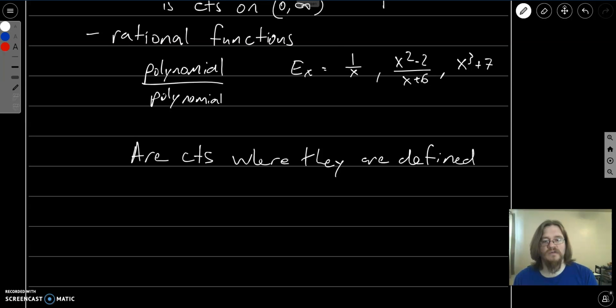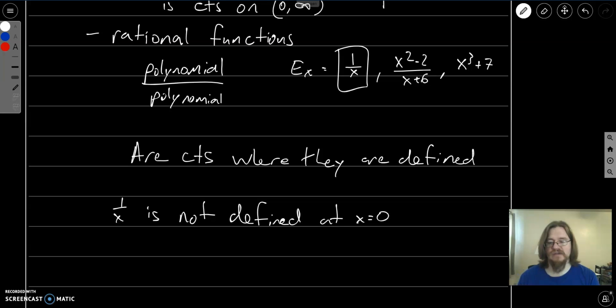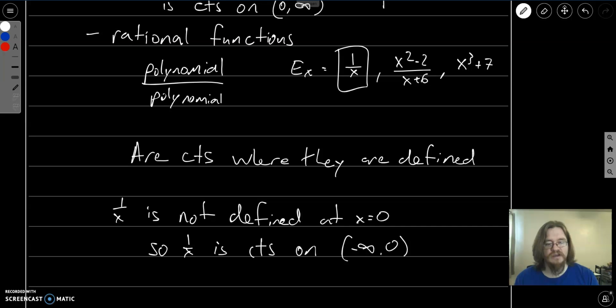So for instance, 1 over x is not defined at x equal to 0. I can't divide by 0. So as far as where it is continuous, 1 over x is continuous on negative infinity to 0, and from 0 to infinity.